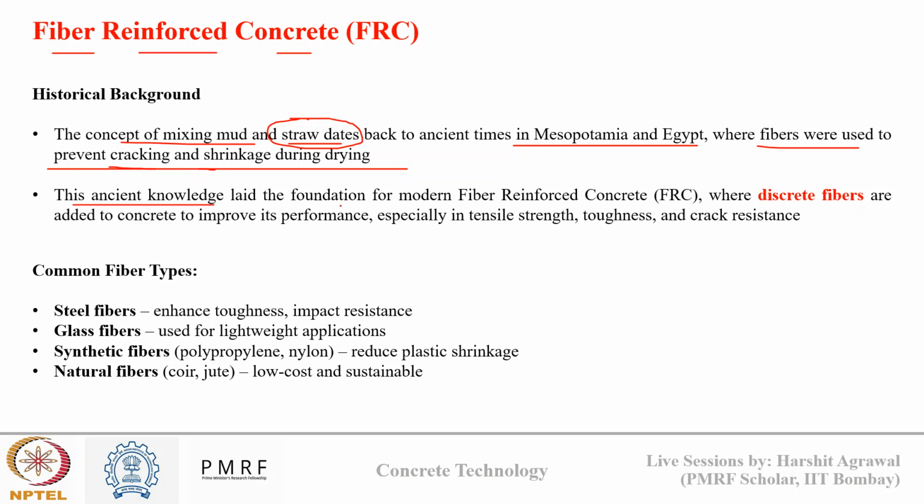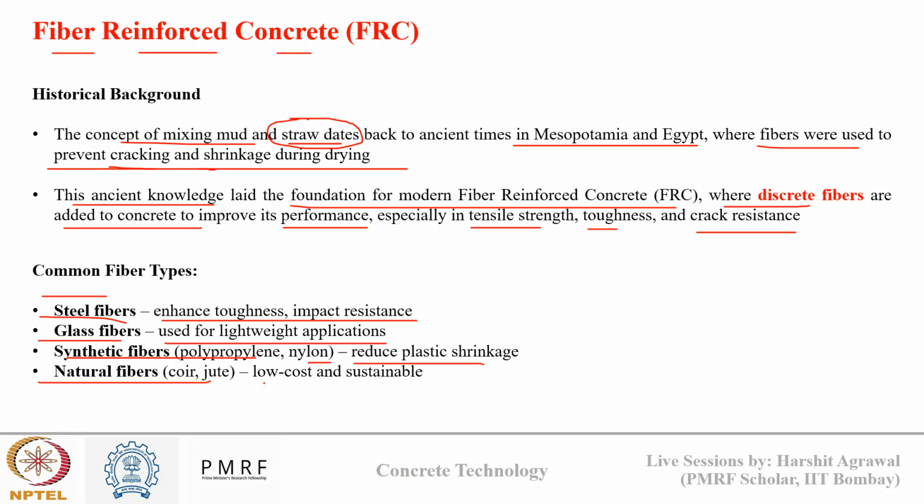This ancient knowledge led to the formation of modern fiber reinforced concrete, where distinct fibers are added to concrete to improve performance, especially tensile performance, toughness, and crack resistance. There are different types of fibers available in market, so depending upon the application need, we can use a specific type of fiber. There is steel fiber which enhances the toughness and impact resistance. There is glass fiber which is used for lightweight application. There is synthetic fiber like polypropylene or nylon fiber which reduces plastic shrinkage, and there is natural fiber like jute fibers which are low cost and sustainable solutions.